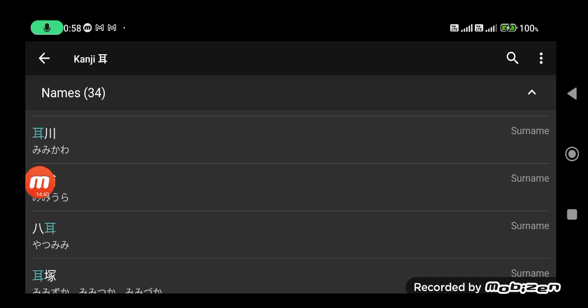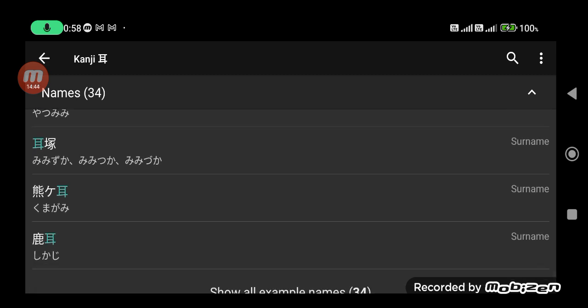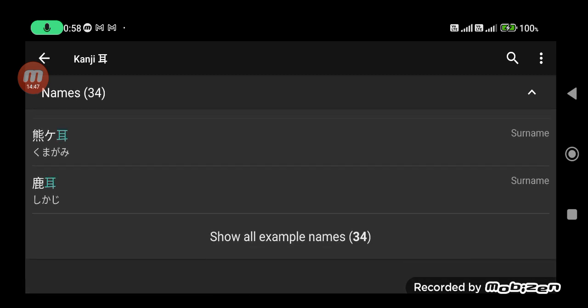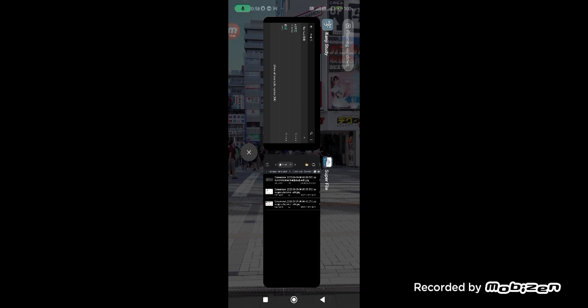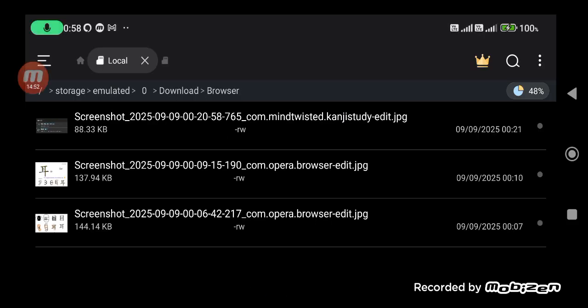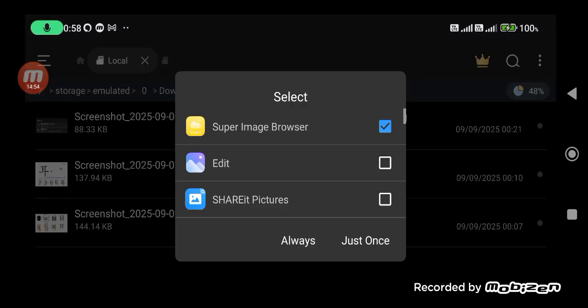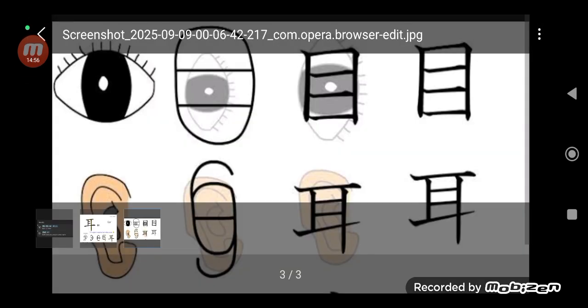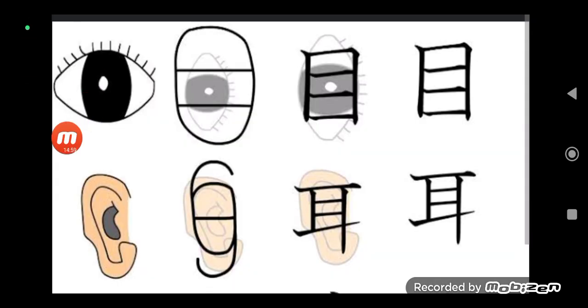Another example is Mimikawa. Okay, so for greater appreciation, minasan, I would like you to take a look at this. So this is the origin, minasan. Remember in our most recent kanji lesson, me is human eye. And now, lesson 85 is about the human ear.